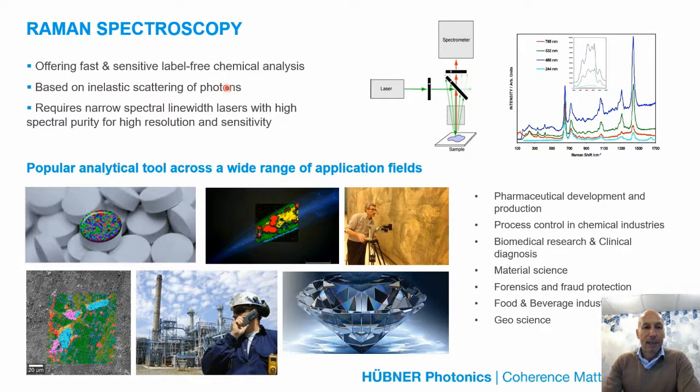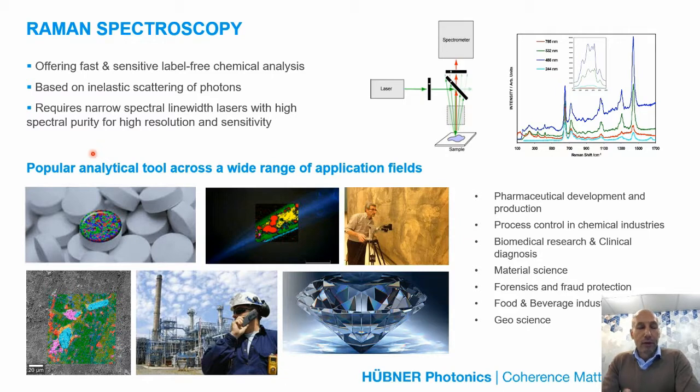It's based on inelastic scattering of photons from a narrow linewidth laser source. The scattered photons are detected by a spectrometer and recorded in a spectrogram like this. And by studying the peaks, you get the chemical information on the sample. It requires a narrow spectral linewidth laser with high spectral purity for high resolution and sensitivity.